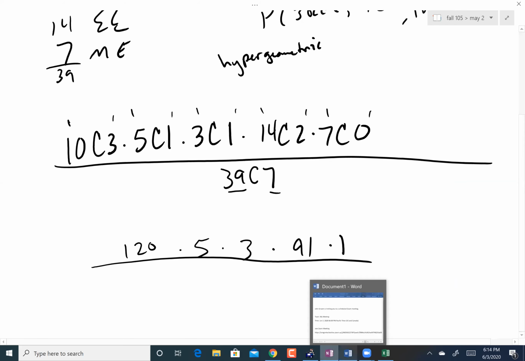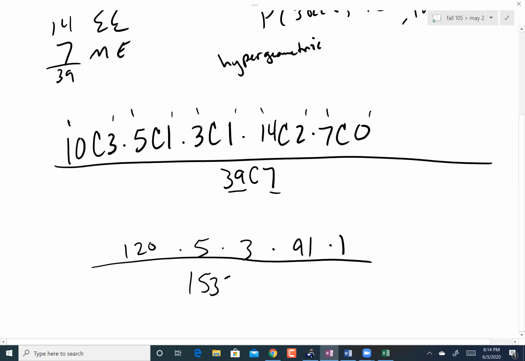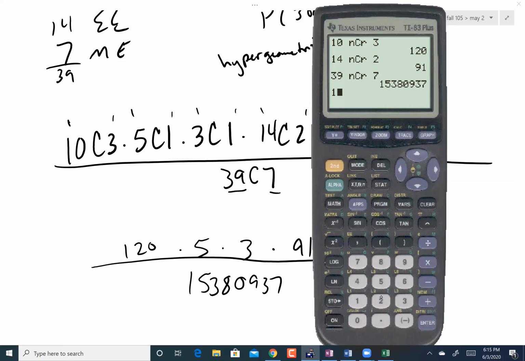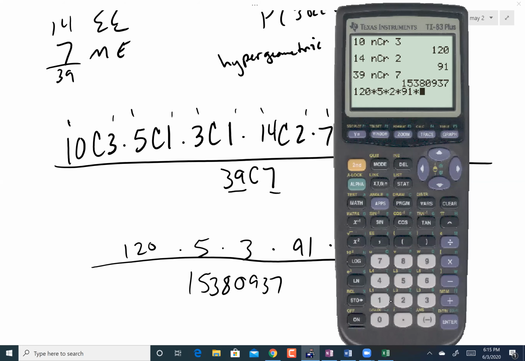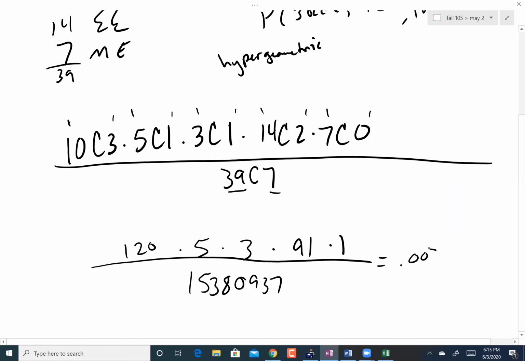Oh, fart. 1538, 1538, 0937. So on top, 120 times 5 times 3 times 91 times, oh, times 1. Whatever that is, and then divided by 15380937 is about 0.007. Or about a 0.7% chance of that happening.